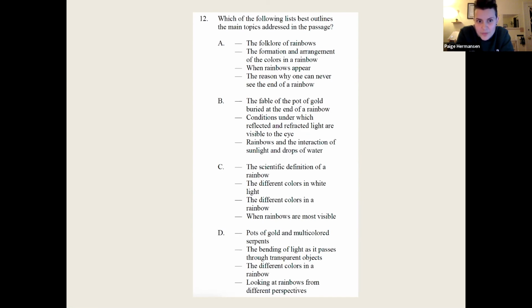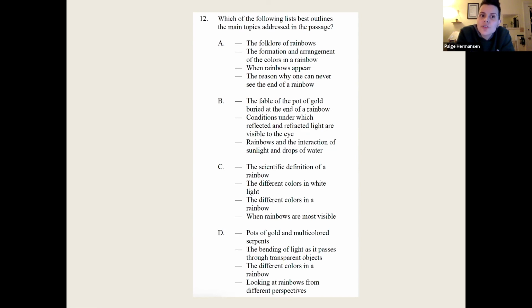This is just my quick way of doing this. D, pots of gold and multicolored serpents. Very specific, right? I'm going to say no to D. I'm just going to impulsively say A, just because I found something. I remember doing my outline. This one looks right. The folklore of rainbows, the formation and arrangement of colors in the rainbow. We remember that. C, when rainbows appear, why you can never see the end of one. That sounds like my understanding or my recollection of the passage, right?